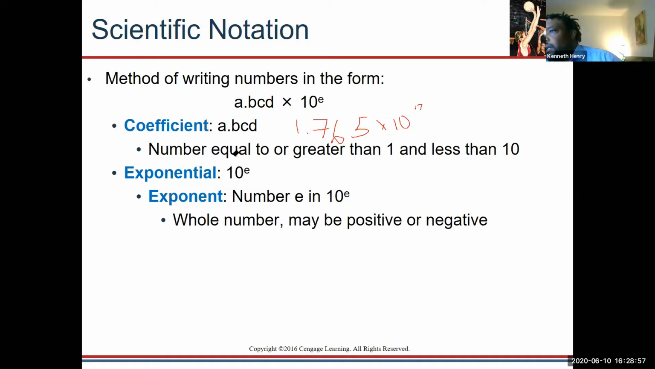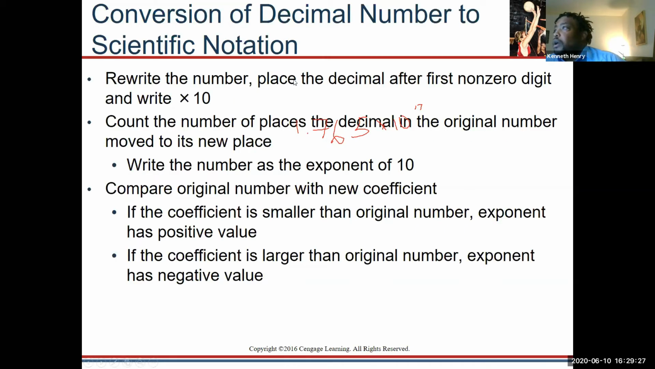Okay, so 10 to the E, representing that to that power, is your exponential. We often will write things in scientific notation, so you need to be able to write things in scientific notation and also decipher it, because sometimes people aren't going to write things in scientific notation. Okay, so these are some general rules on how to convert something from decimal form to scientific notation form.